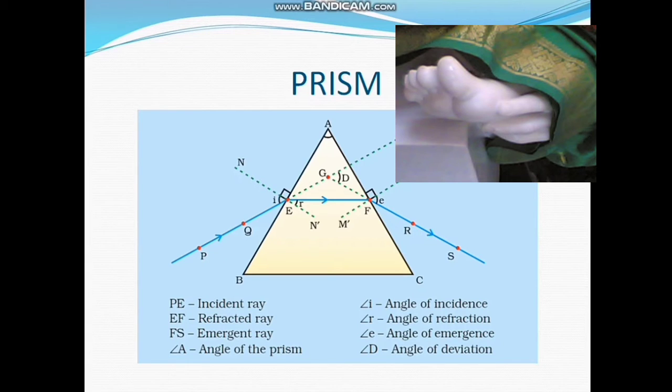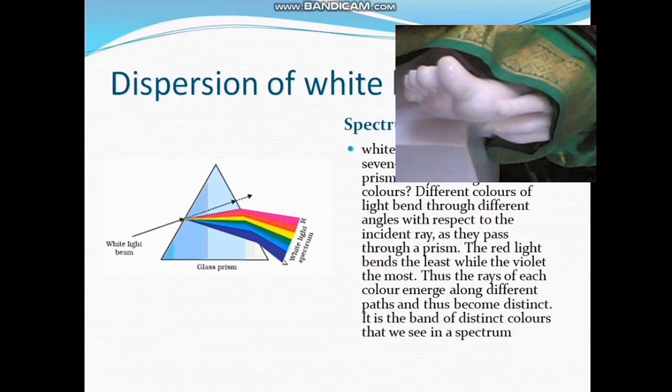The peculiar shape of the prism makes the emergent ray bend at an angle to the direction of the incident ray. This angle is called the angle of deviation. In this case, angle D in the diagram shows the angle of deviation, and we can measure that angle. This is how refraction in a prism happens. Let's move on to the dispersion of white light.